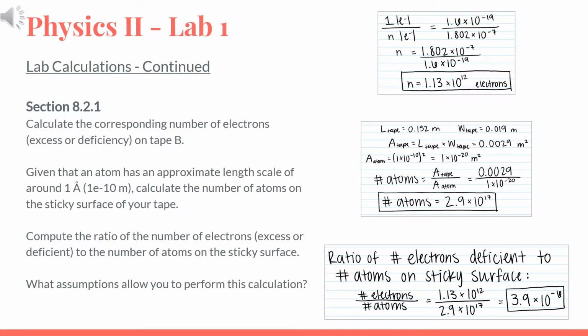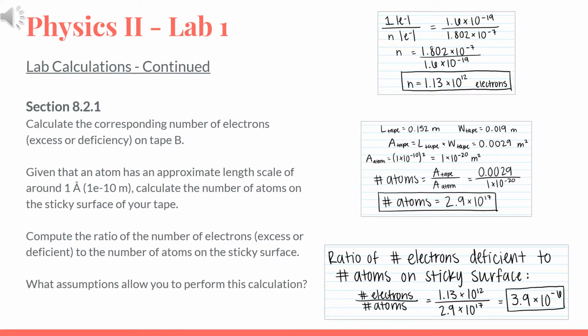For this section, I used the charge of the tape to find the number of excess or deficient electrons on the tape. The charge of the tape was calculated to be positive, so we know the number of electrons is a deficiency. Then we can use a ratio between a variable number of electrons and the charge to find the number of electrons deficient, which is 1.13 times 10 to the 12th.